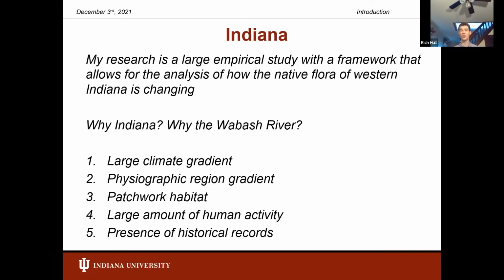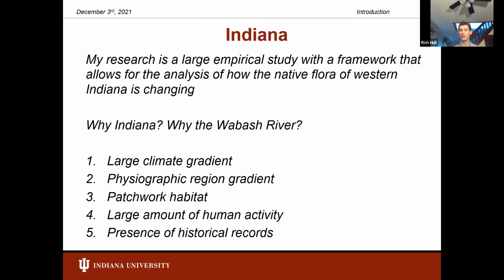So that's where my research comes in. It's a large empirical study that provides a framework for analyzing how the native flora of the Western Wabash River corridor here in Indiana is changing. So then the next question really is, why did I select Indiana? Why the Wabash River? And there are a number of answers to that.